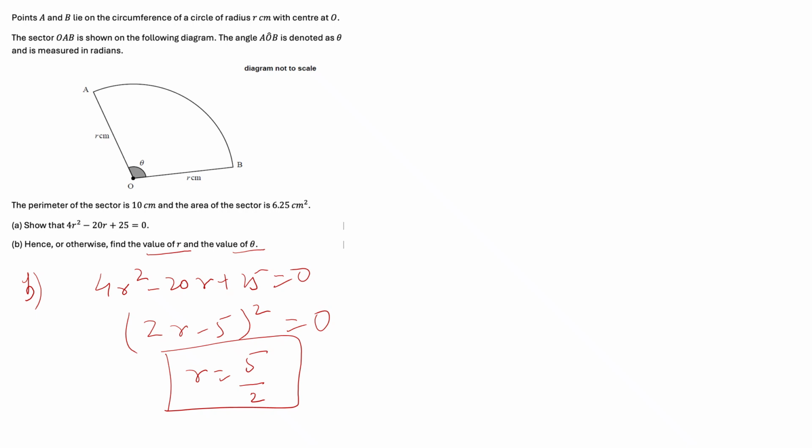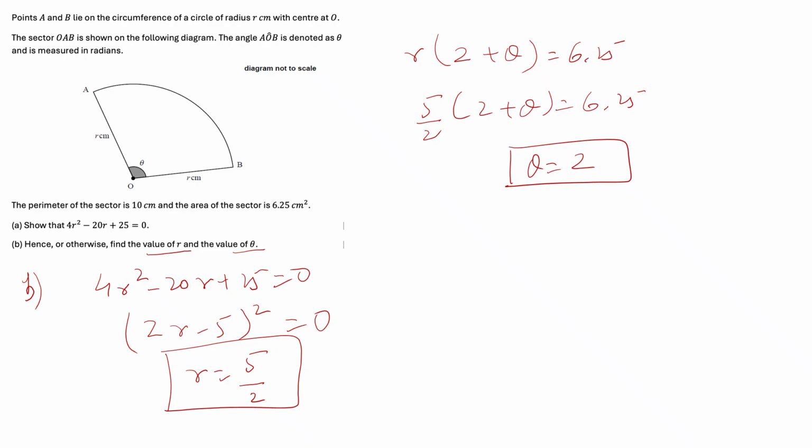Now from the above part, we got one equation as (2 plus theta) into r is equal to 6.25. This is from part A. Now if we substitute my r value like this, on solving, my theta value will come out as 2. This is how we will solve B part.